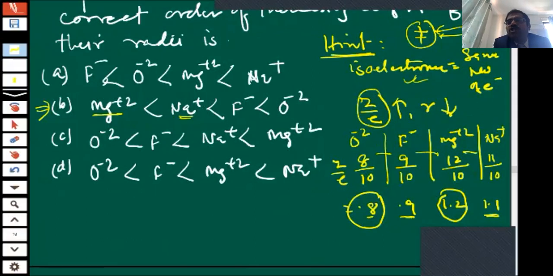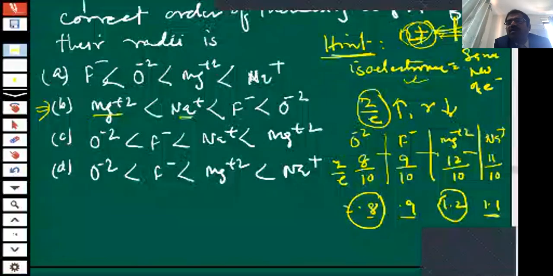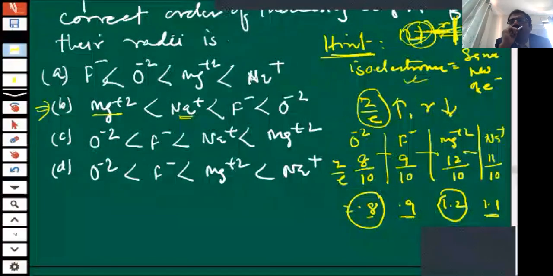So more is the positive charge, isn't it? Electrons are constant in isoelectronic species. Suppose 10 electrons are there. Now for 10 electrons in Mg, 12 positive charges are there. They are attracting these electrons, so automatically they will come nearer. And once they come nearer, the radius will be small.